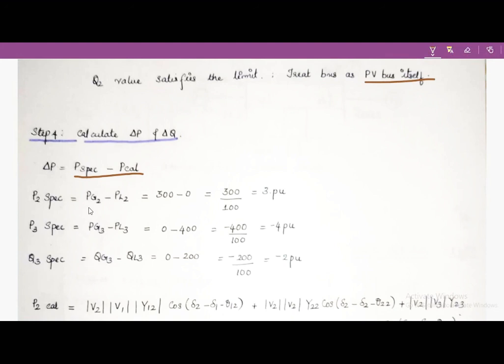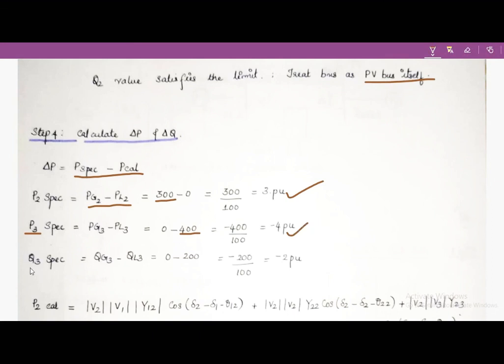What is the specified P? Specified P, second bus, Pg2 minus PL2, or in the second bus it is directly given as 300 megawatt. You remember, megawatt. Again we are calculating everything in per unit, so we'll be converting it into per unit. That means 300 divided by 100, you'll be getting it as 3 per unit. Similarly, P3, what is the specified power in bus number 3? Refer to the question. You can see that it is minus 400 because it is a load bus. So you can write it as minus 400 by 100, that is minus 4 pu.